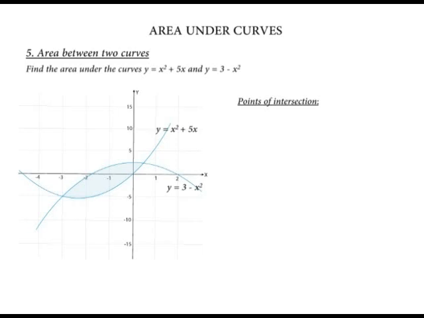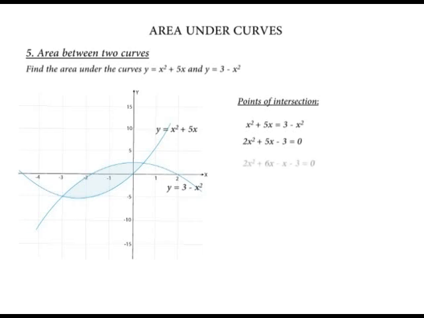This is simple. The points of intersection occur where the two curves are equal. So we equate the two functions. x squared plus 5x is equal to 3 minus x squared. Solving that, we get 2x squared plus 5x minus 3 is equal to 0. We solve the quadratic equation. Two numbers, when we add, we get 5. When we multiply, we get minus 6. Those numbers are 6 and minus 1.